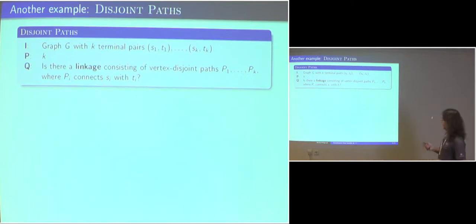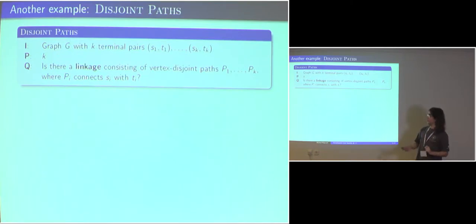So the problem that I'm now interested in is disjoint paths, otherwise named vertex disjoint paths. I've got a graph G and k pairs of terminals, S1, T1, S2, T2, up to Sk, Tk. Now I'm asking whether there's a linkage between the sources Si and the targets Ti. The linkage is just a family of paths, P1 up to Pk, such that each Pi goes from Si to Ti.